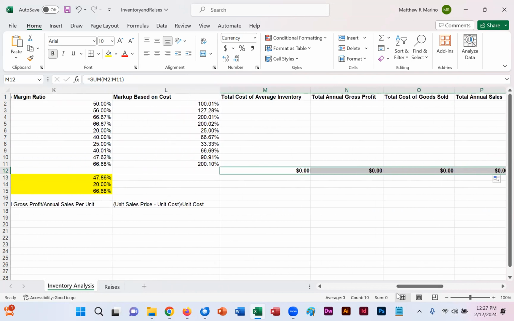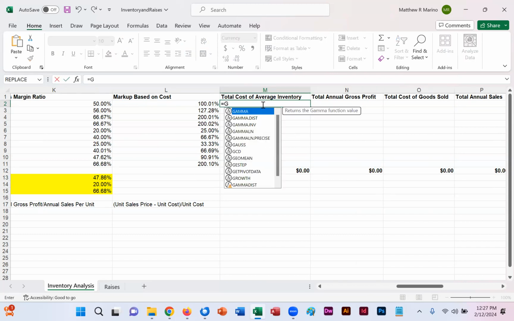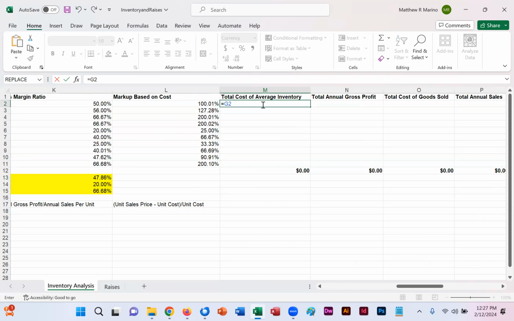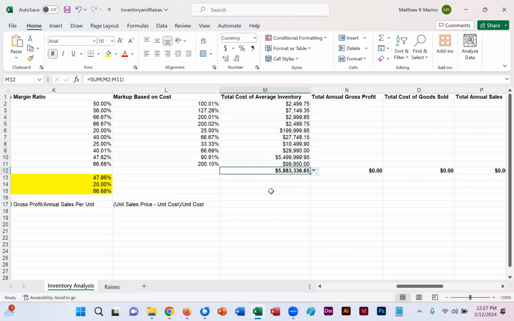So the reason we're doing this is because we're asked for totals for many of these. Now we already have our cost of average inventory in column G. So we do equals G2. We have our first answer. We click back in. White plus turns to black plus. We auto fill down. So now we have our total cost of average inventory there.